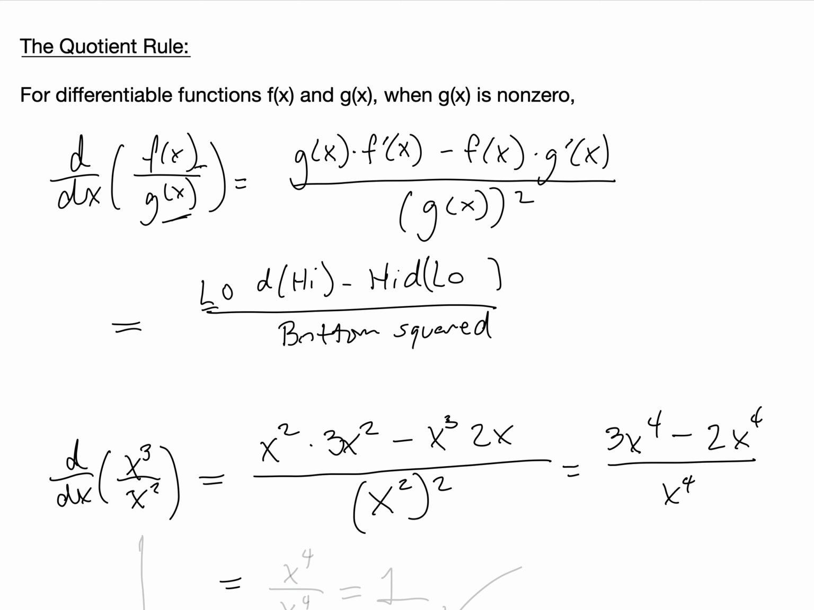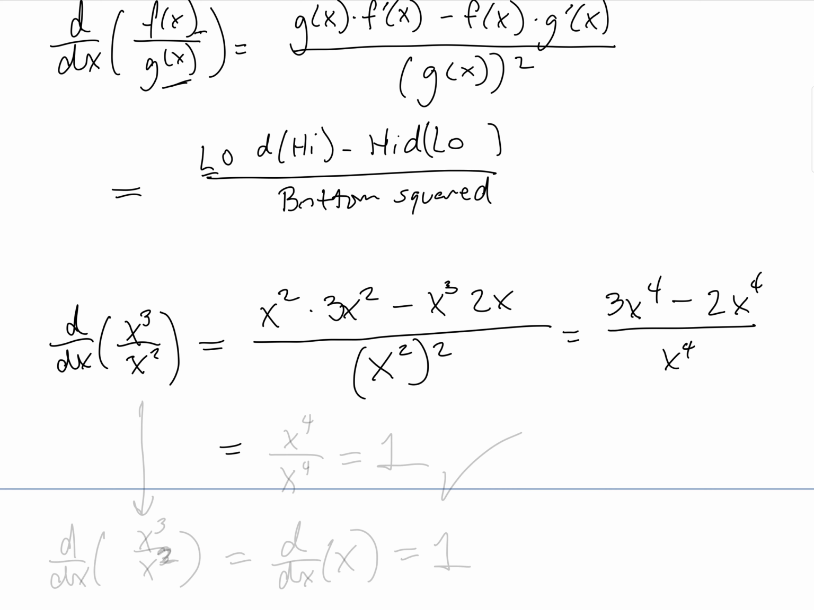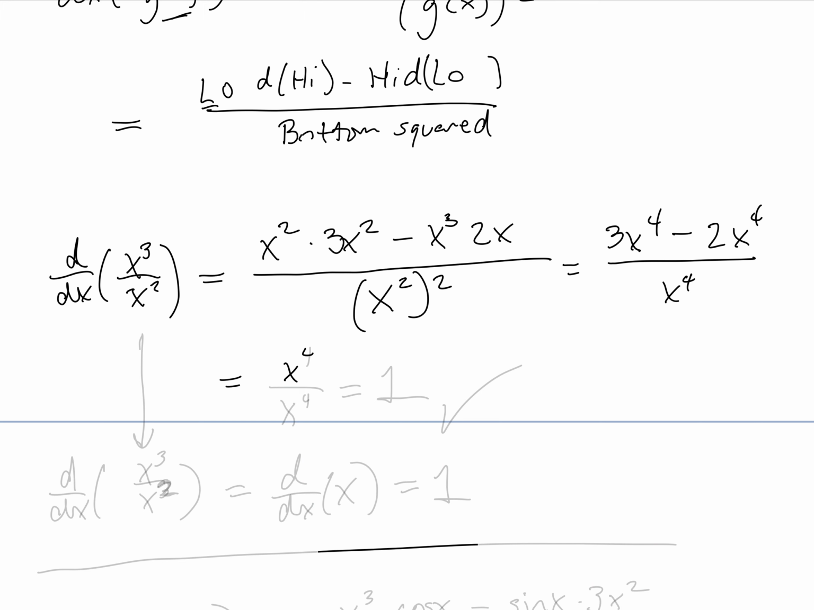Continuing to simplify, that's equal to 3x squared minus 2x squared, that's 3x to the fourth minus 2x to the fourth, that's 1x to the fourth, divided by x to the fourth. And what is that equal to? That is equal to 1.